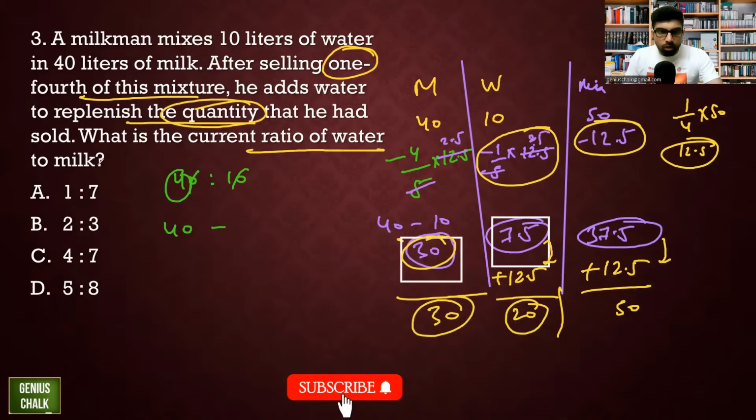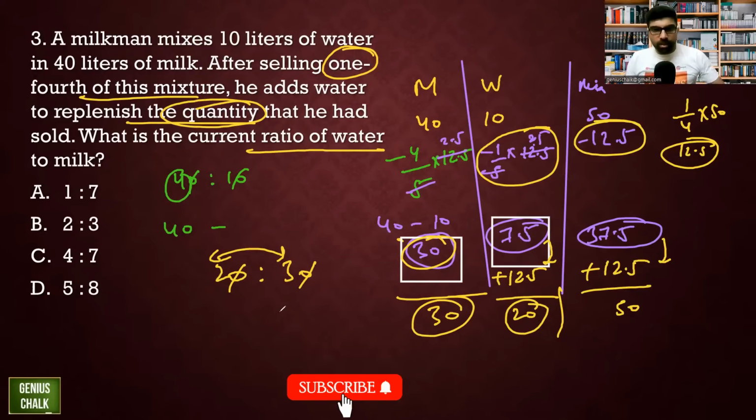What is asked? Current ratio of water to milk. So water is 20, milk is 30. So what is my answer? 2:3. 2:3 has to be my answer. I hope this is clear.